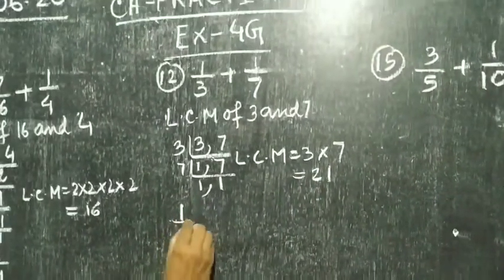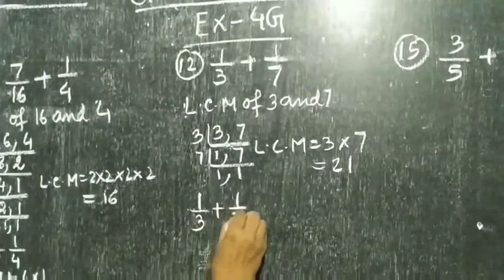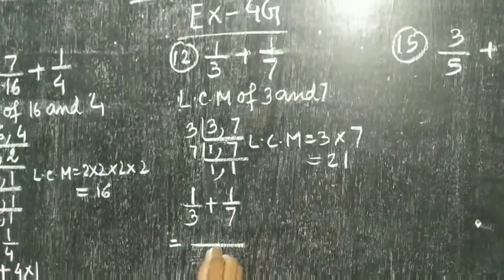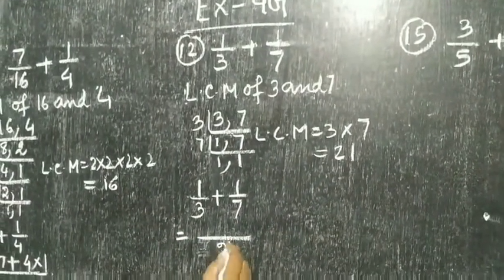Now you write, children, again you write the sum. So what is the LCM of 3 and 7? 21. So you write in the denominator 21.